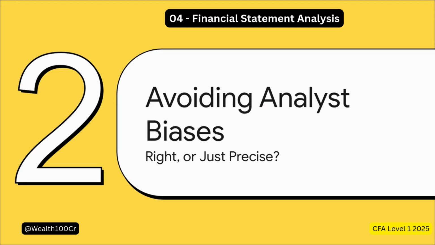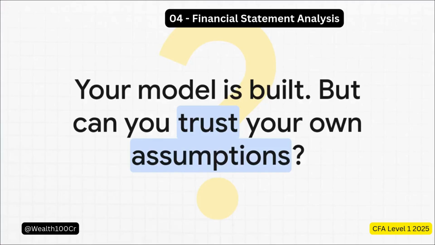Okay, time for a reality check. We can build this beautiful, mathematically precise model, but it's all built on human assumptions. And humans, well, we can introduce some serious systematic errors. We've got to be aware of the common behavioral biases that can completely derail our analysis. And this is the question every single analyst has to ask themselves, probably every day. Your model might be perfect down to the last decimal point, but can you really trust the assumptions you fed into it? Or are you just seeing what you want to see?